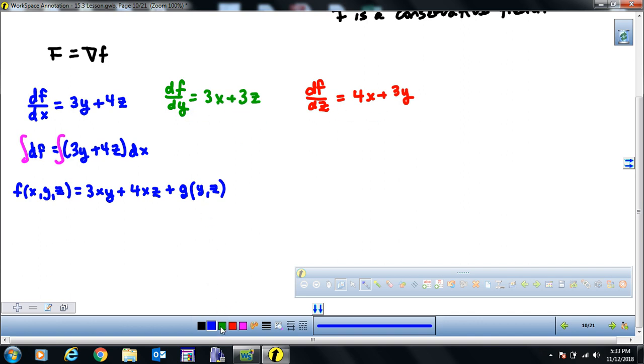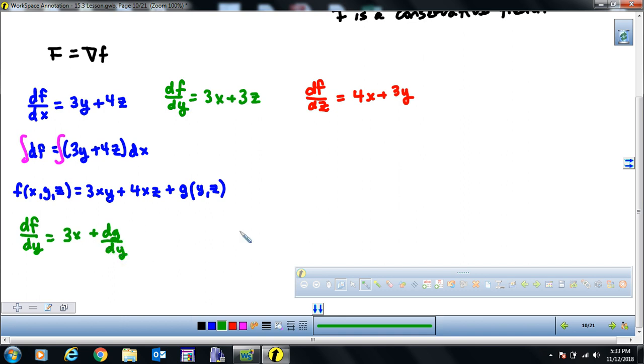So now we're going to use the second condition. For that, I need to get the derivative of this function, but now with respect to y. The derivative of 3xy with respect to y is 3x. The derivative of 4xz with respect to y is 0. And then plus the derivative of this function g with respect to y, which would be dg with respect to y.